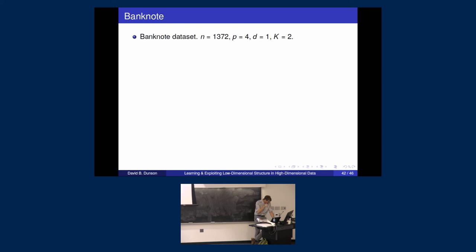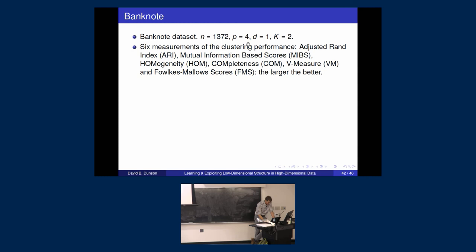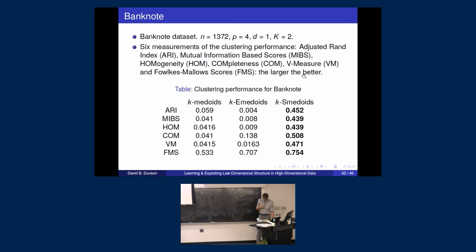But we also tried some real data examples. Here's some banknote forgery data that we were looking at. We hold out a class label, and we look at six measures of clustering performance, adjusted Rand index, et cetera. The larger, the better for each of these. We got this massive improvement, which is pretty amazing, actually. In this case, the regular k-medoids did better than the k-E medoids, which had terrible performance. We had massively better performance in clustering for this real banknote data.